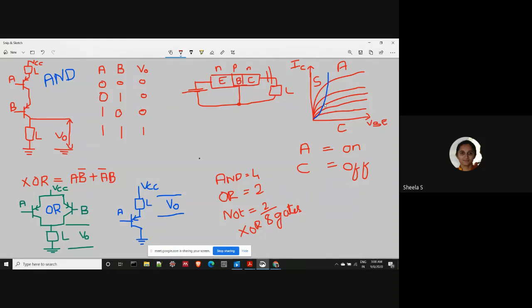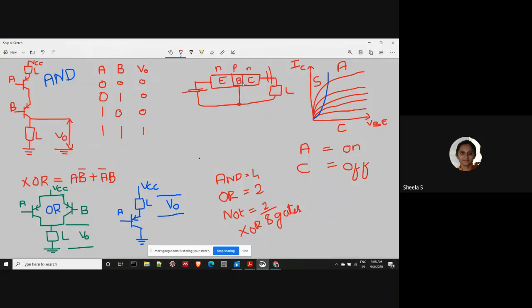After certain voltage, the collector current will become almost constant. Even though if you increase the base current, the collector current will become almost constant. So that indicates that it has reached the active region, means where the transistor is completely turned on.